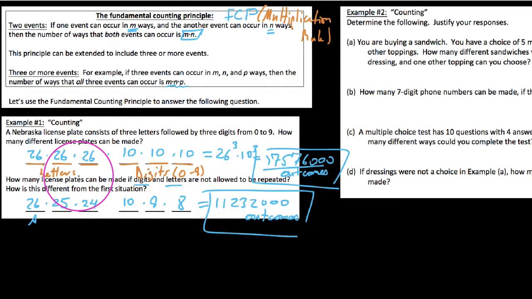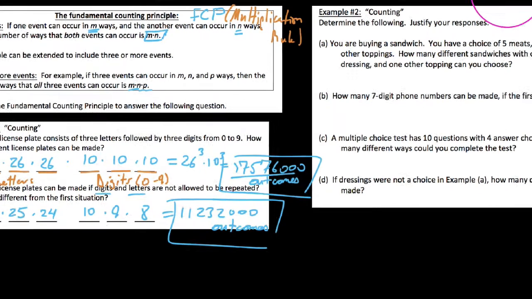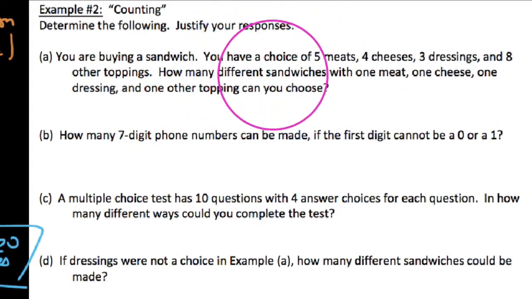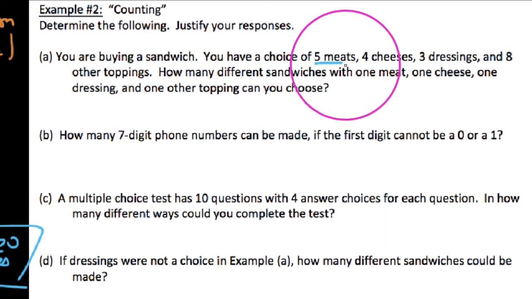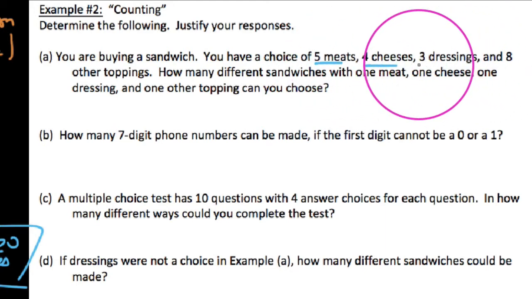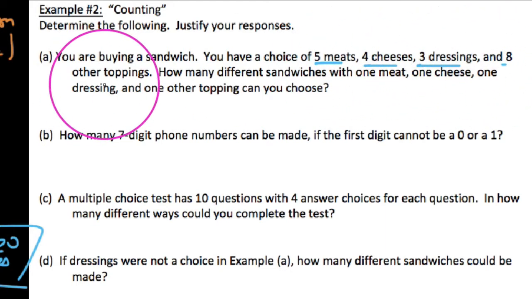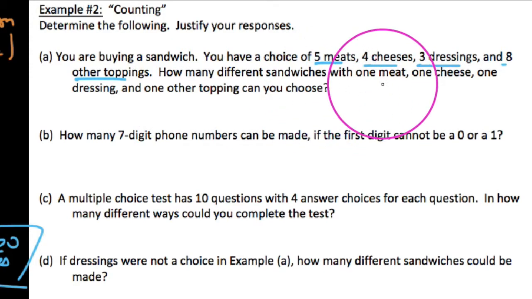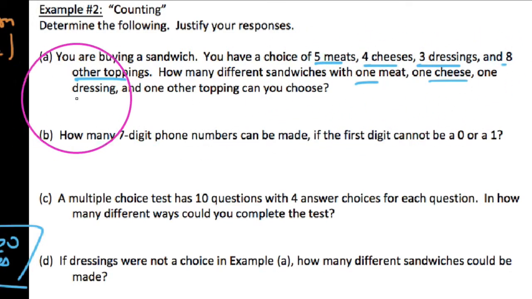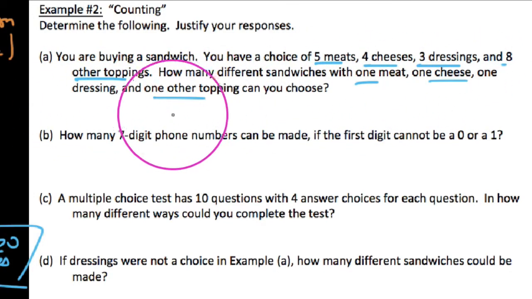Without me putting in the blanks for us here, let's go ahead and read through these. We say, justifying our responses, we're buying a sandwich. We have a choice of 5 meats, 4 cheeses, 3 dressings, and 8 other toppings. How many different sandwiches with 1 meat, 1 cheese, 1 dressing, and 1 topping can we choose?